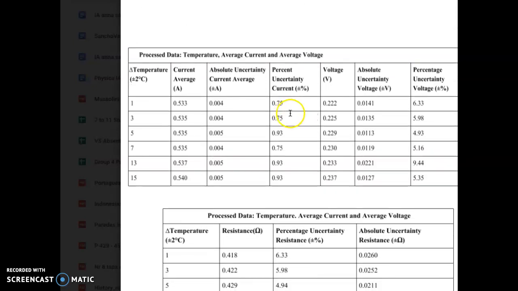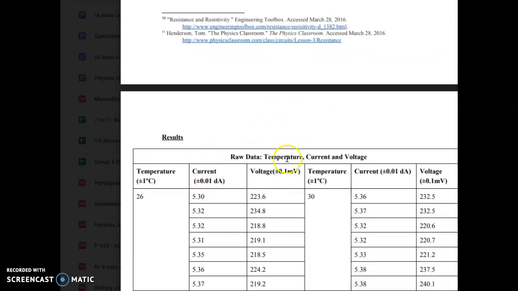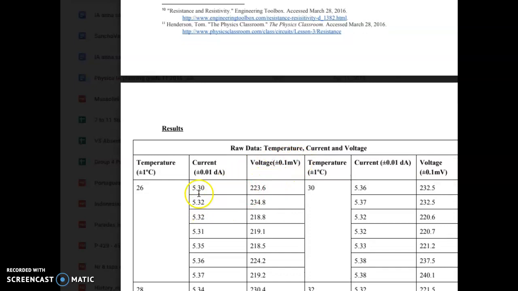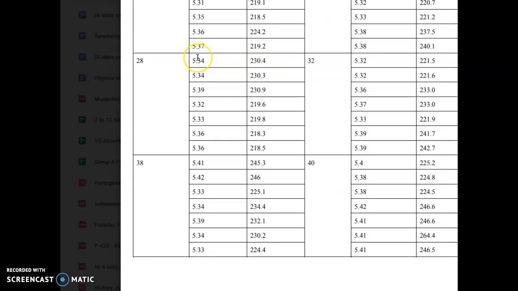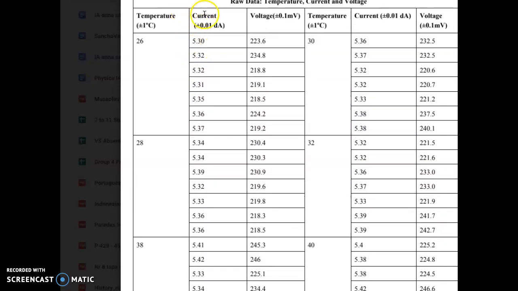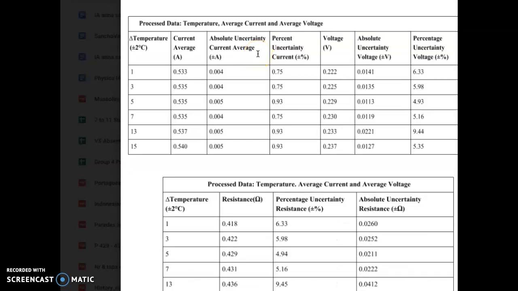Now, what's really important is that whatever you do to the raw data, you must maintain the same number of significant figures. So here we can see that there is absolute uncertainty, or current average. Here we go. Your average current is showing 3 significant figures. Why have we chosen 3? Because the current that we had in the first place is 3 significant figures. So whatever you do to your raw data must end up then with the same amount of significant figures.